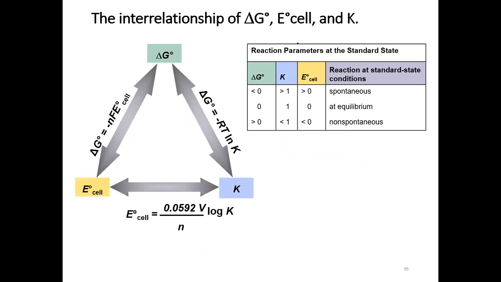And this is again the relationship between the values of delta G naught and E cell. So when the delta G is 0, K is 1, E cell is going to be 0 at that point. Okay, and at equilibrium, talking about the standard electrical potential.